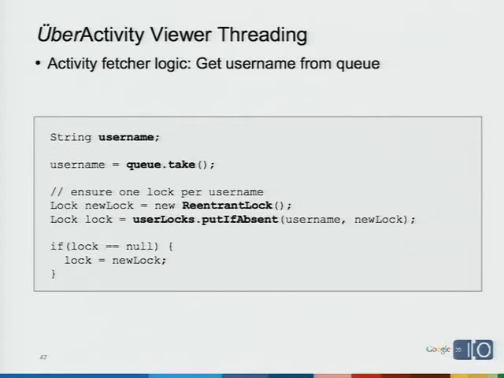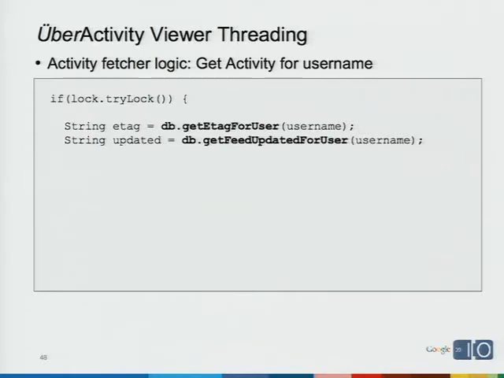So we also create some sort of mutex lock so that each of these threads is only going to retrieve one username at a time, so two threads aren't retrieving the same activity feed, including our database. We get the lock, we acquire it, we get some metadata about the user.